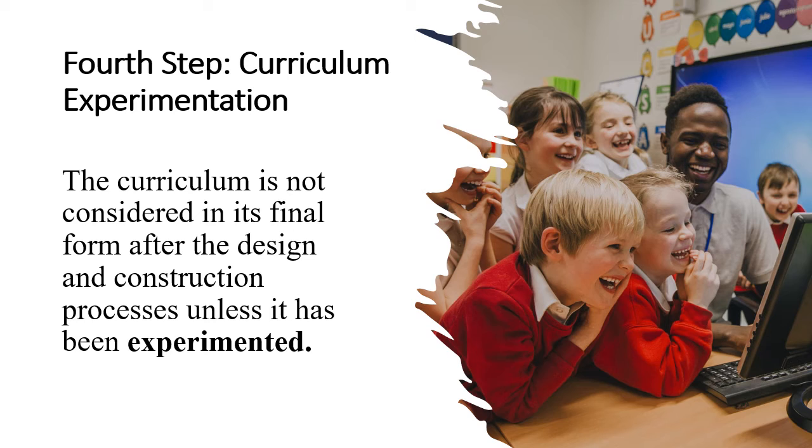Experimentation is carried out in stages, starting with a few schools in different regions or environments in which the curriculum is tested, and in the light of the results of the experiment, the curriculum is modified. Then the scope of the experimentation is expanded to take place in a larger number of schools, and the curriculum is modified in the light of the results of the experiment.